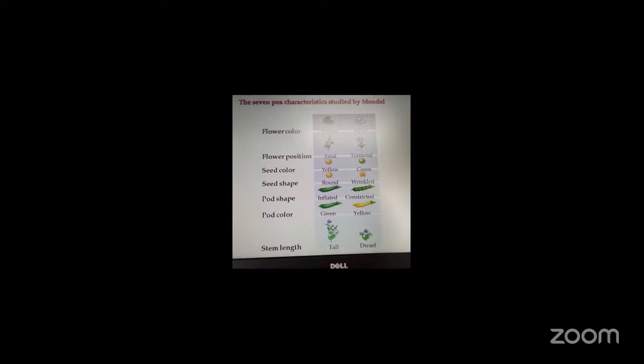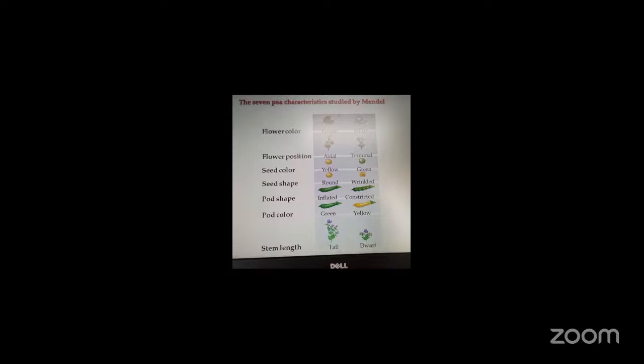And in the third stage, the F1 generation self-fertilizes to produce the second filial generation, the F2 generation. So all the purple flowers in the F2 generation would produce all purple flowers.